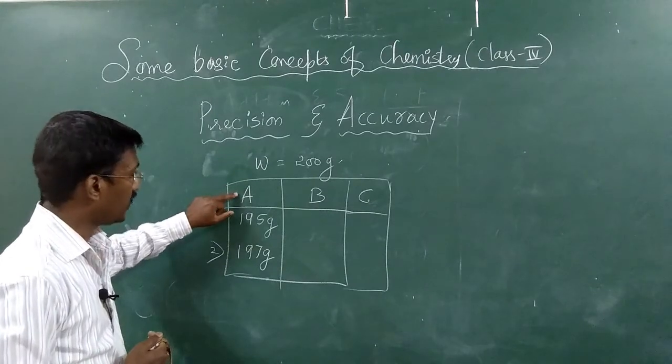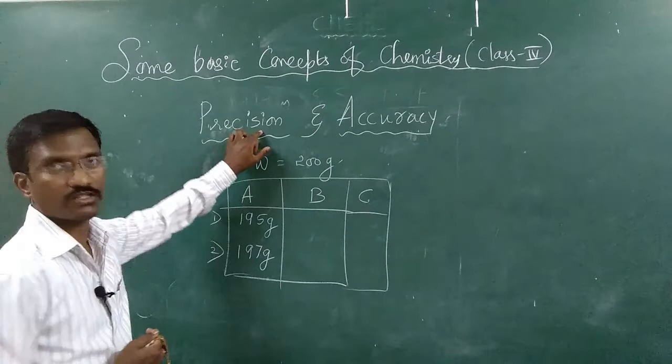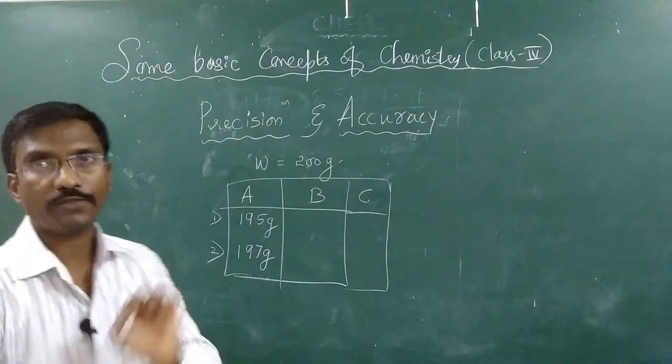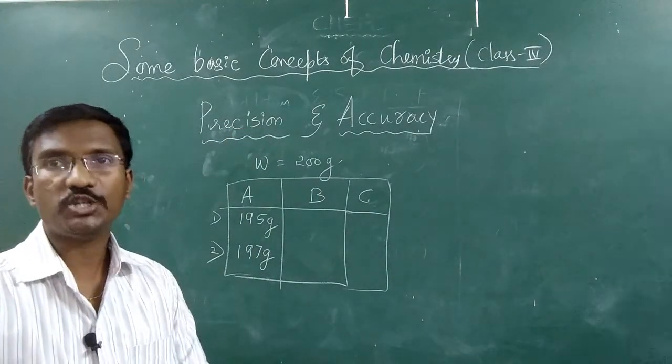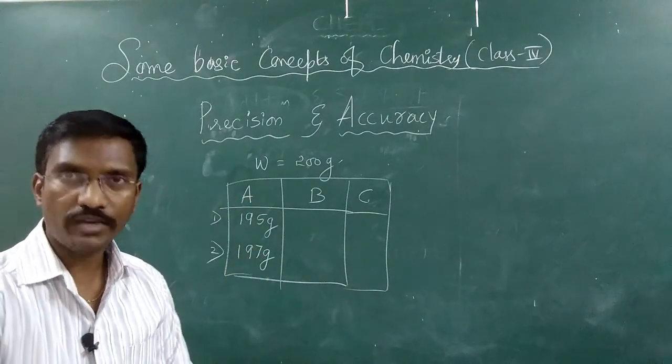The person A measured the value, and these two values are precise. Precision is nothing but what? It refers to the numbers being closer to each other. Can you see 195 and 197? These are closer to each other.